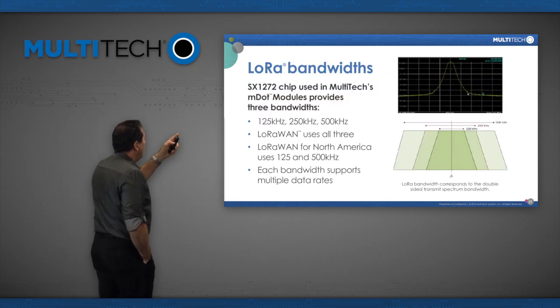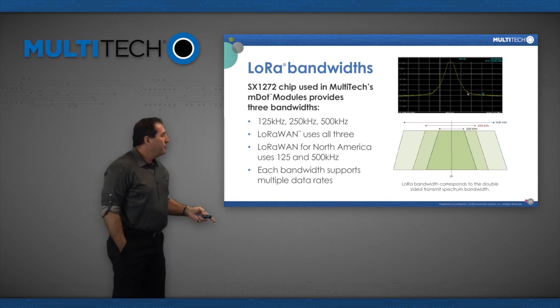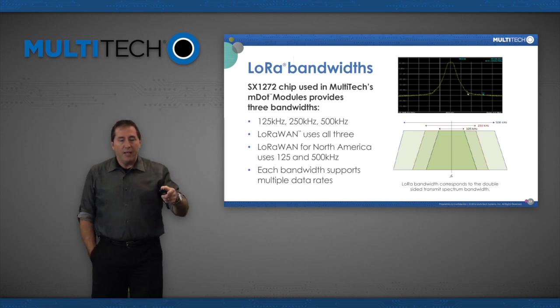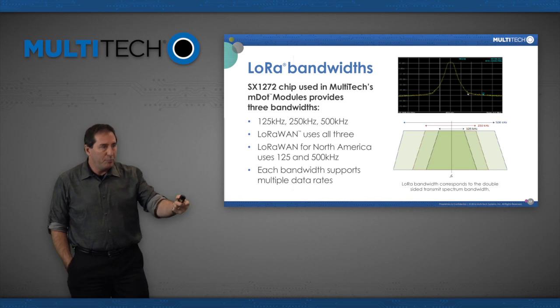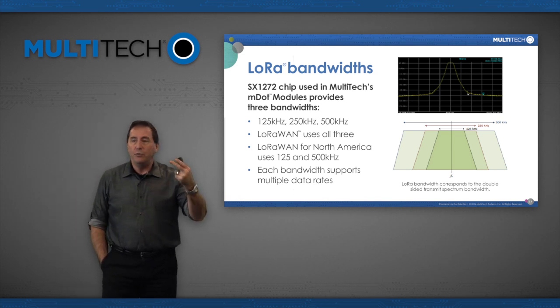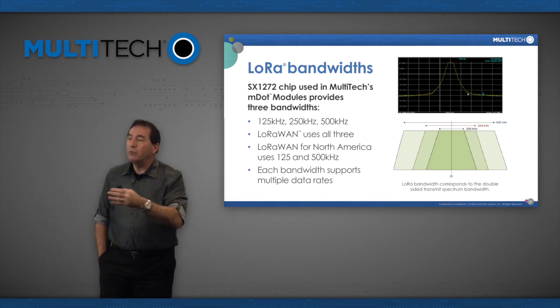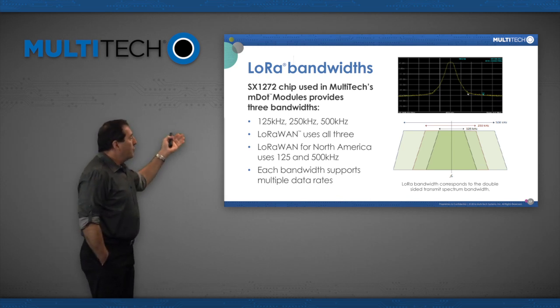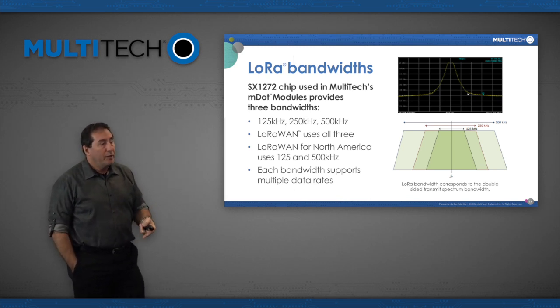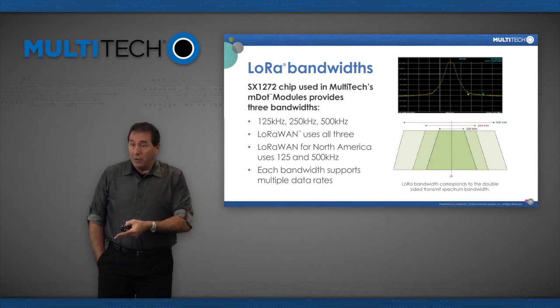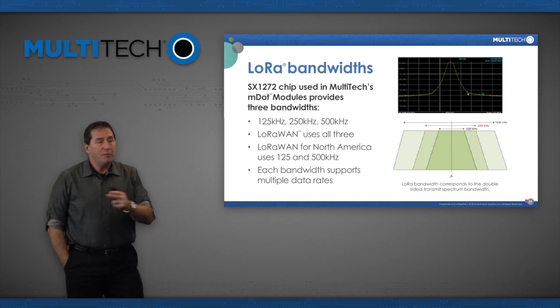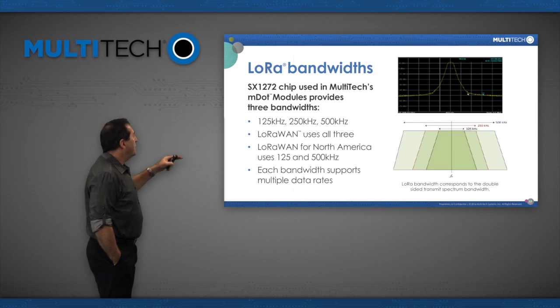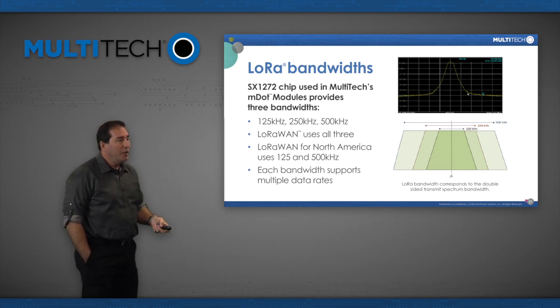So LoRa bandwidths are very important because they allow you to use your spectrum more efficiently. They give you a variety of data rates and things like that. In the LoRa bandwidths that we use, we're using the 1272 in our endpoint. We also have products coming out with the 1276. The 1276 is a different one, and I won't talk about that one today. I'll just talk about the 1272.